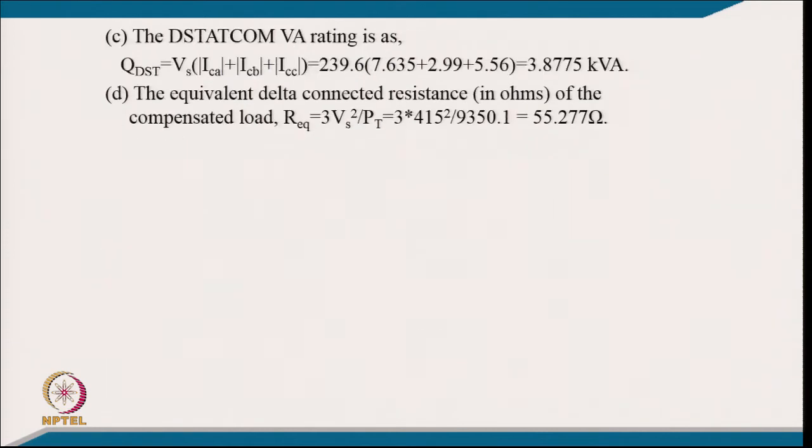So, that gives the compensator current. Now, we can find out the kVA rating of the compensator: that voltage multiplied by the sum of all 3 currents, per phase voltage 239.6, and the current of all 3 comes to 3.8775 kVA. The equivalent delta connected resistance you can find out from power, 3 V square by PT, and we have here the resistance connected 5.277 ohm. So, this gives you an unbalanced, non resistive load, making the balancing as well as perfect correction.